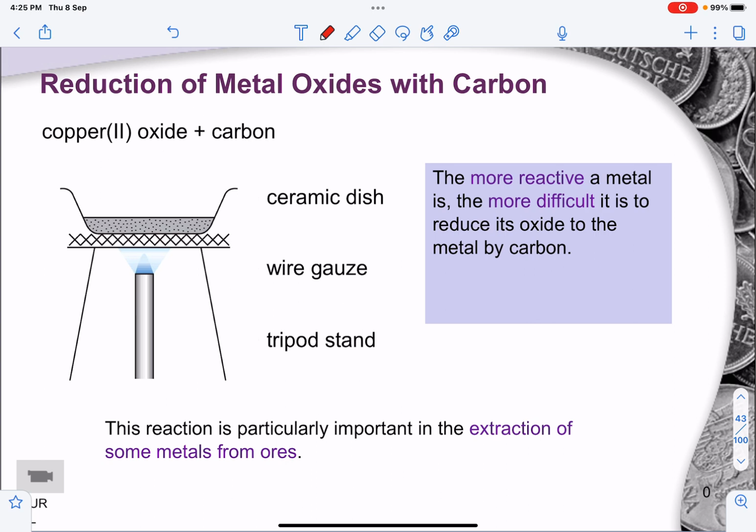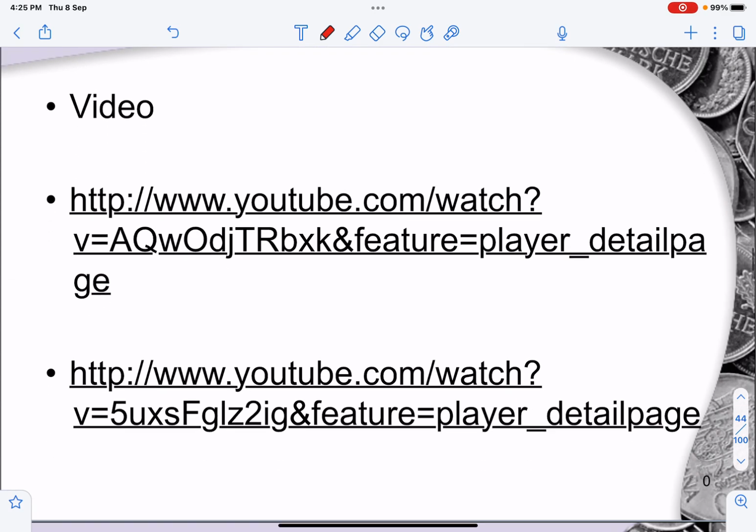But do take note that for metals that are of higher reactivity than carbon, you cannot use carbon to displace or reduce them. Rather, if you still need the extraction, you can use electrolysis, a more powerful way.